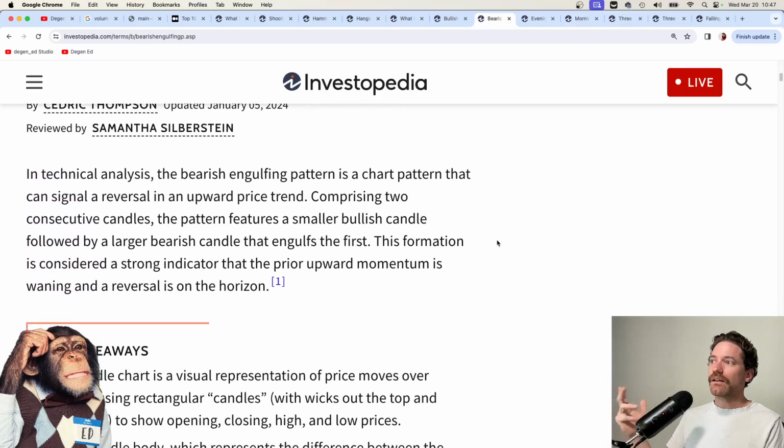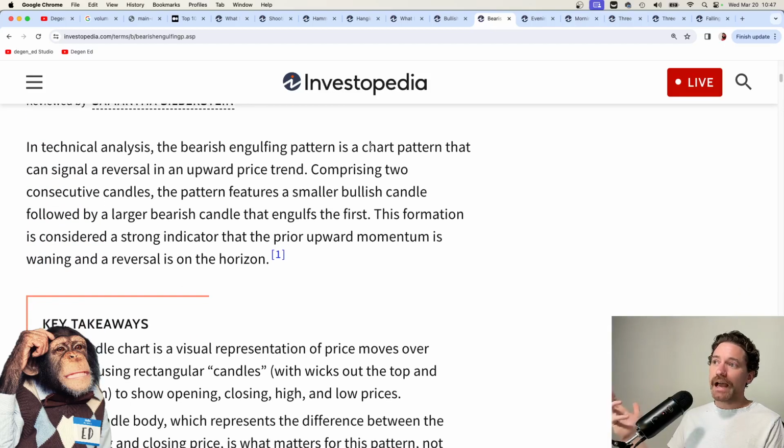And so in technical analysis, the bearish engulfing pattern is a chart pattern that can signal a reversal in an upward price trend. So that would suggest that the top is in, it might be coming down. Comprising two consecutive candles, the pattern features a smaller bullish candle followed by a larger bearish candle that engulfs the first. And this formation is considered a strong indicator that the prior upward momentum is waning and a reversal is on the horizon. Keywords: on the horizon.